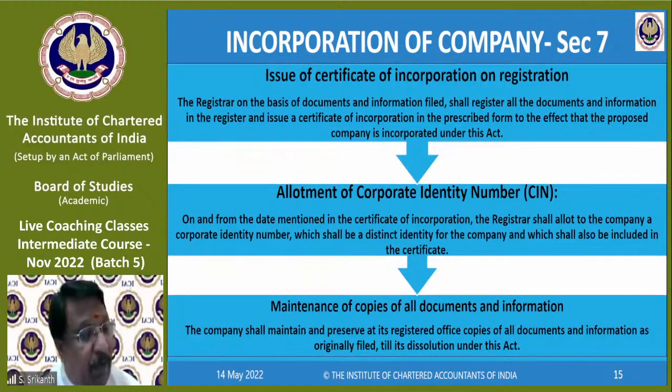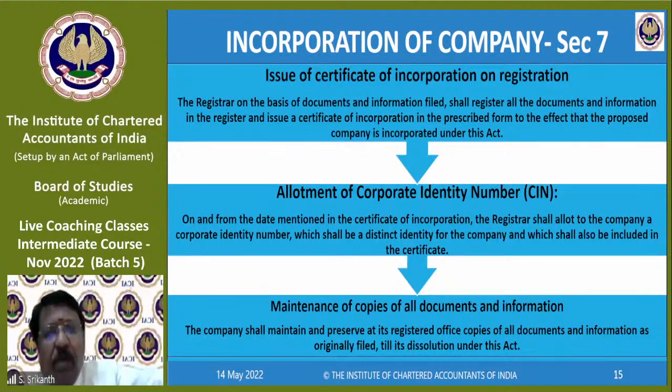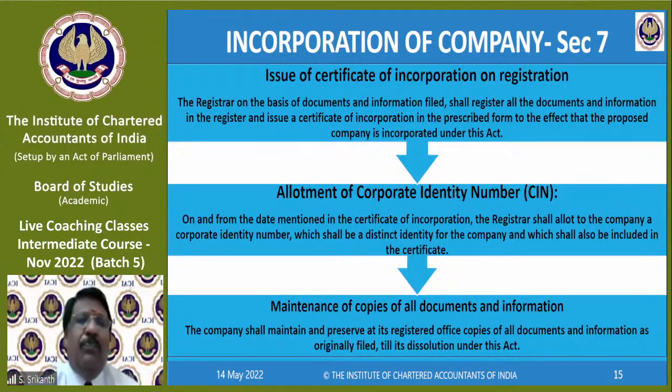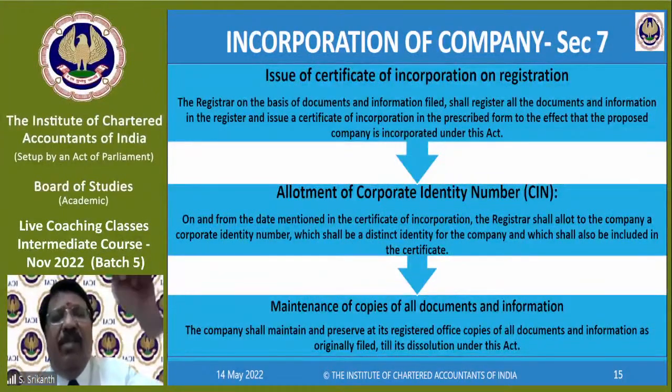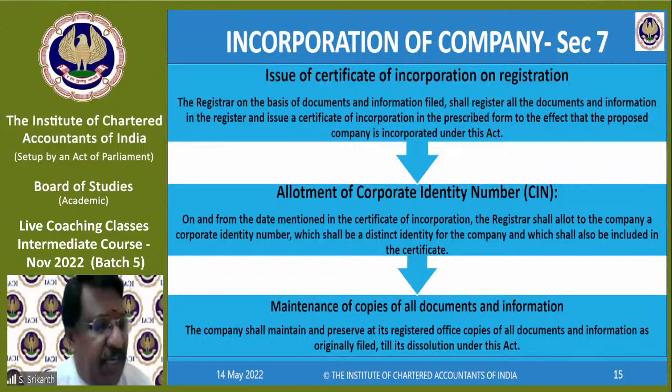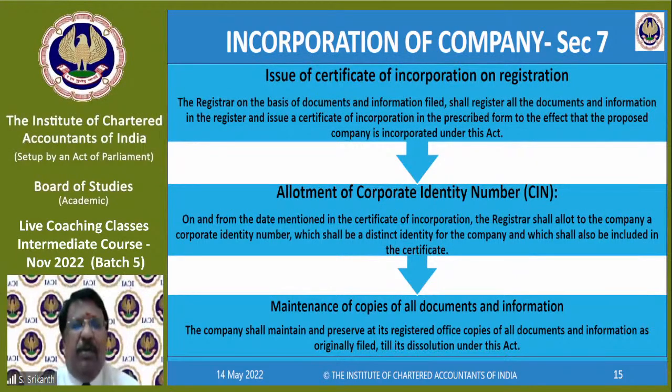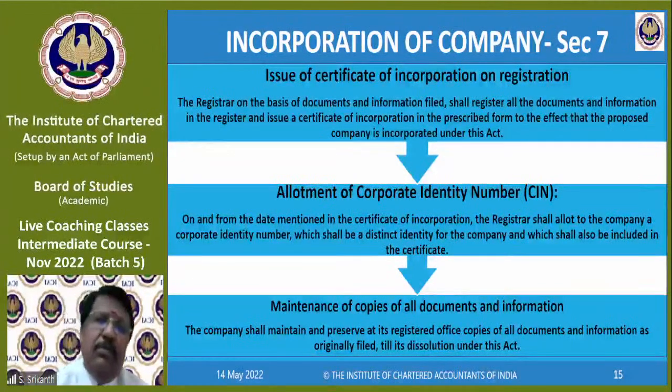Yes, the incorporation certificate will have a CIN. I will show you the incorporation certificate next class, you will understand. That incorporation certificate will have a CIN, will have a PAN, everything. So on and from that date, along with the certificate of incorporation, you will be given a CIN, the Company Identification Number, immediately, along with it. Okay.